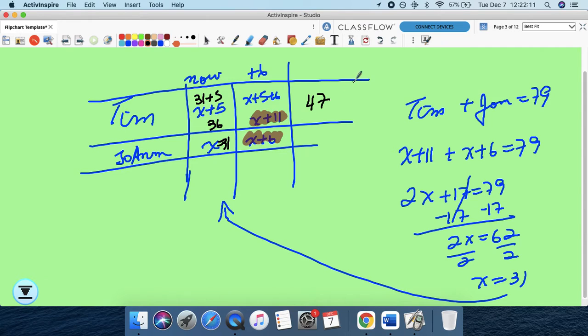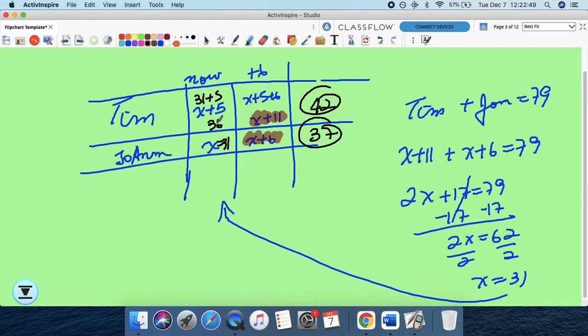What did I do wrong here? Sorry, 6 years is 42. That's my mistake. So it's 42, and this is going to be 37. So in 6 years, when I add these two, will it give me 79? It does give me 79.